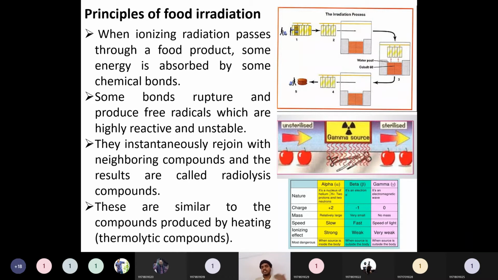Then what happens if the fast reaction is taking place? This process can also happen using thermal treatment or heating treatment. But what happens in the normal heat treatment? The texture, nutrition value or some quality of the food will be destroyed. That type of compounds is called thermolytic compounds.